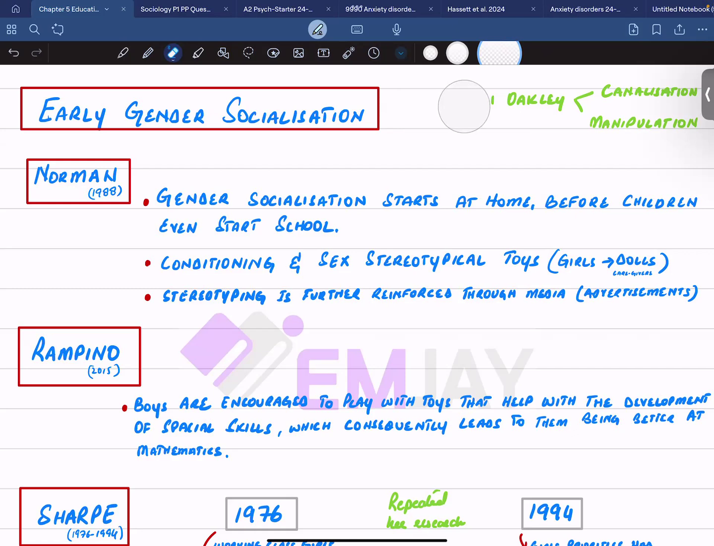Now, taking this ahead, as we speak about the study that was conducted by Fiona Norman, according to Norman, children at a very young age are conditioned.